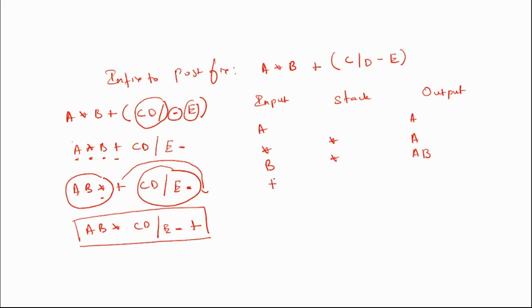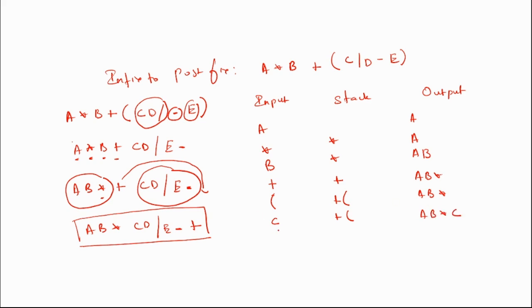Now we have plus. The incoming operator plus has lesser precedence than that of the operator in the stack. Therefore we have to pop star out, AB star, and push plus into the stack. Then you have the opening parenthesis, right? Now I'll have plus here and then I will put parenthesis here and then I'll say AB star. Now the next token is C. It is not an operator, therefore I'll say AB star C.